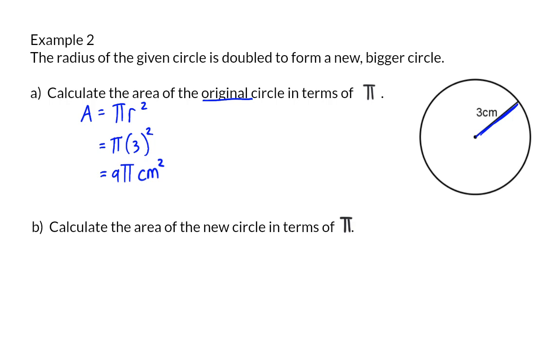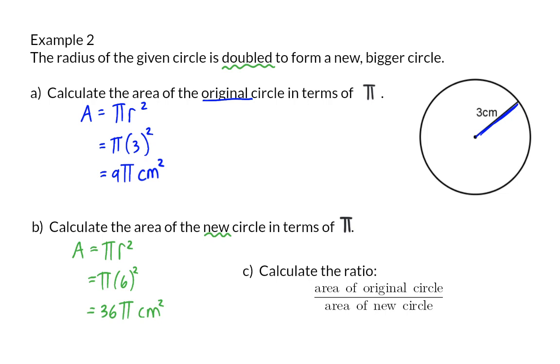Question B. Calculate the area of the new circle in terms of pi. So still we make use of our formula pi times radius squared, but now to form the new circle, the radius has doubled. So we will have pi times 6 squared. And squaring 6 will give us 36 pi.